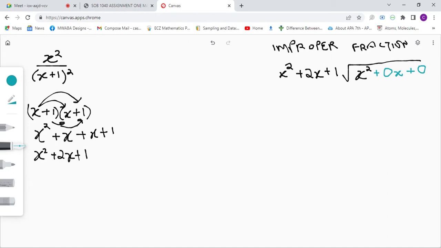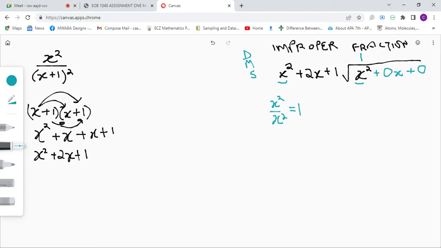Whenever we're doing long division of polynomials, there are 3 steps we have to follow: divide, multiply, and subtract. What are we going to be dividing? The leading terms. Our leading term is x squared, so we say x squared divided by x squared. That gives us 1, and we put 1 here.